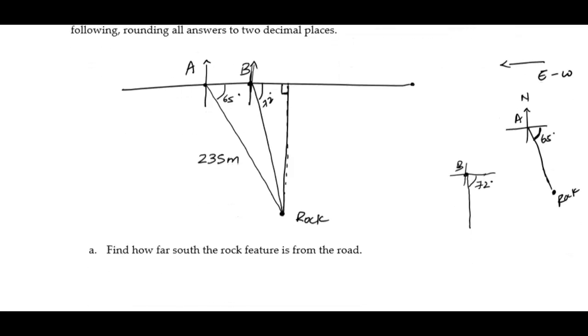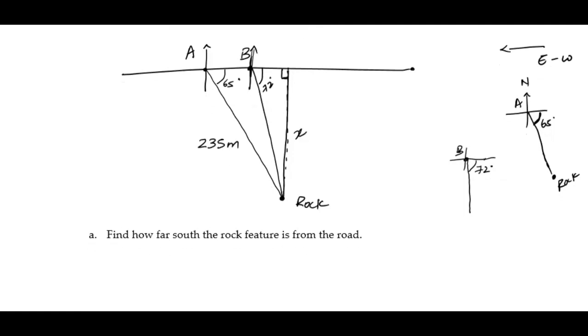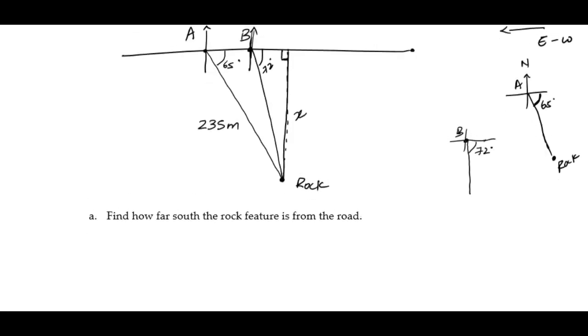The first part of the question asks how far south of the road the rock feature is. In other words, how far is that distance? We're going to mark that as X for the moment. In order to find that distance, the only triangle I can use is the one with Group A. In the triangle with Group A, I not only have an angle, but I also have a distance. For the one with Group B, the only information I have is an angle, and with just one piece of information we can't solve the triangle. That's why I'm going to use the bigger triangle, the one with Group A.